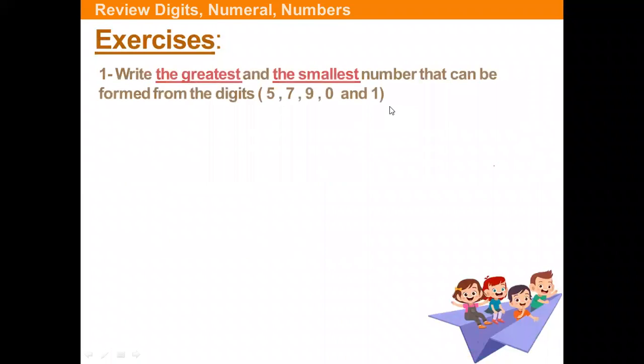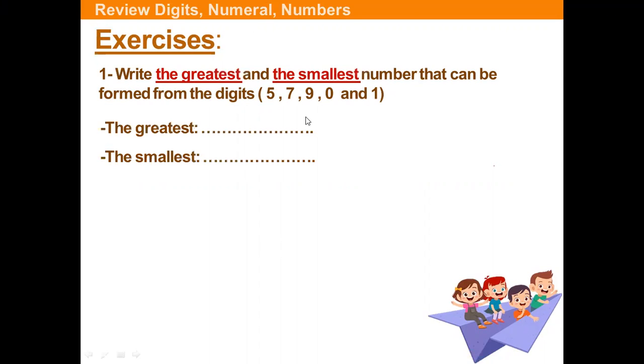Okay, let's go to the exercise. The greatest number and the smallest number that can be formed from the digits 5, 7, 9, 0, and 1. Let's go to the greatest number. We have a 9, and after that 7, 5, 1, 0. So it will be 97,510. For the smallest one, we will start with, very good, 1, after that 0, 5, 7, 9.